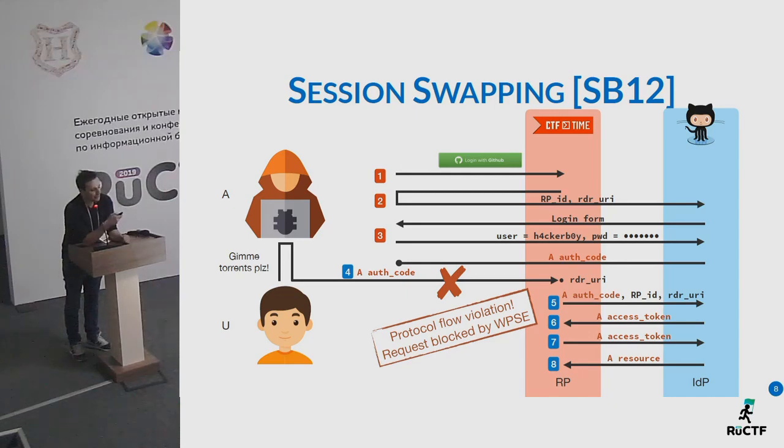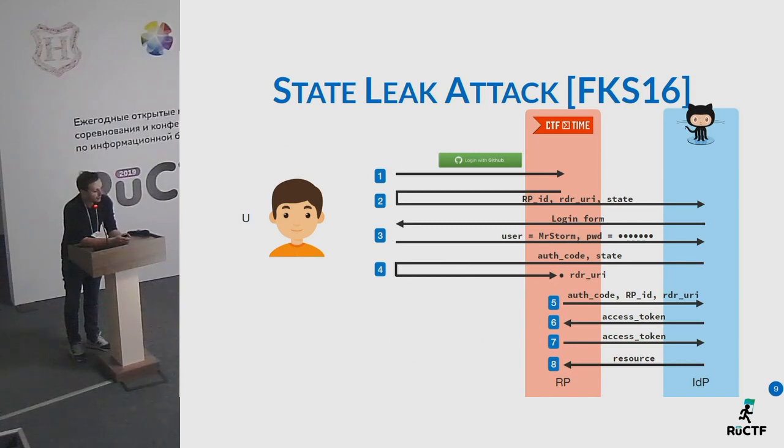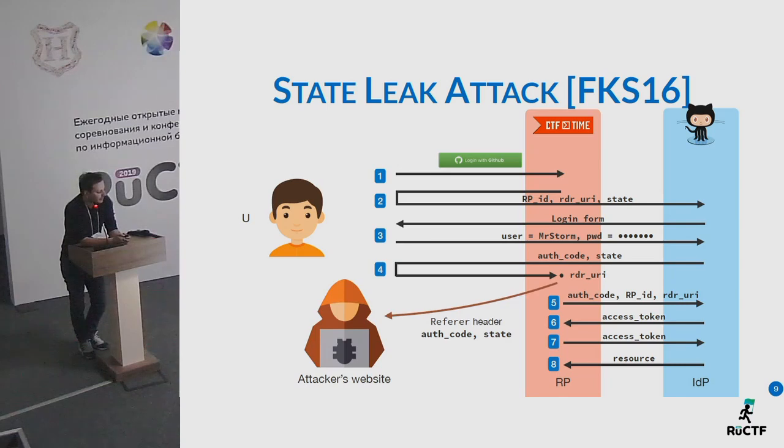Let's have a look at a different example regarding the confidentiality of secrets. This attack is called the state leak attack. Here I'm running my browser and performing the protocol flow normally. Now suppose that for some reason the page at the redirect URI is embedding some content, for instance an image or a script, from the attacker's website. What happens is that the authorization code and the state, which are part of the URL of the page, are leaked to the attacker through the referrer header.